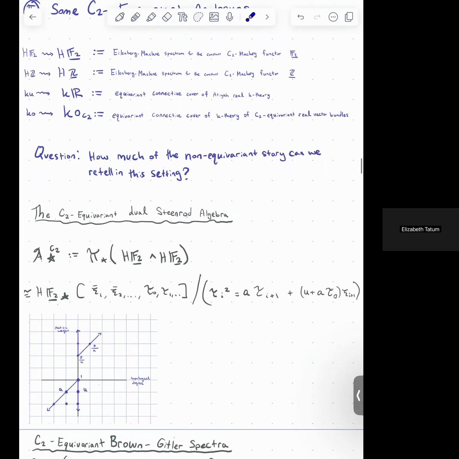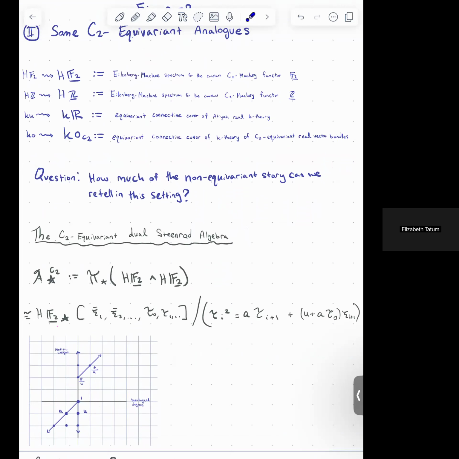So let's start with the C2 equivariant dual Steenrod algebra. Because if we want to have Brown-Gitler spectra, we'd like to be able to do some sort of analog of this weight filtration on the dual Steenrod algebra. And in fact, it turns out you can do that quite naturally. So C2 equivariantly, the dual Steenrod algebra turns out to look a lot like the dual Steenrod algebra at odd primes in the non-equivariant setting. So you have this polynomial piece, and then these tau i's are supposed to be equivariant lifts of the exterior ones from the Steenrod algebra.